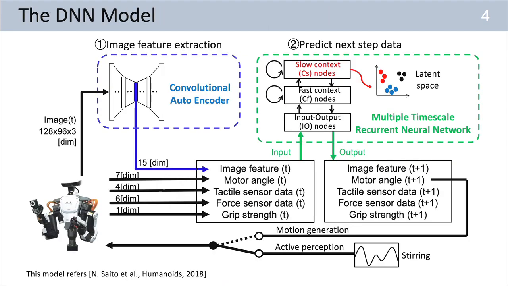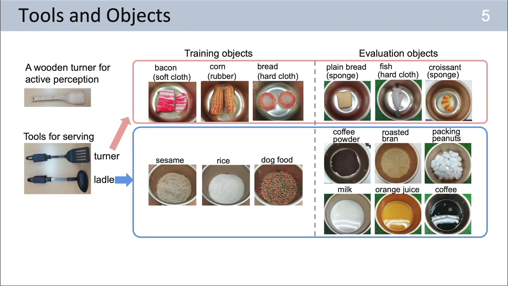The DNN model refers to a past study by Saito. Tools and objects used in the experiments are as shown.